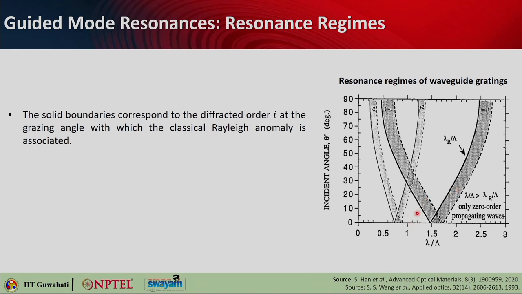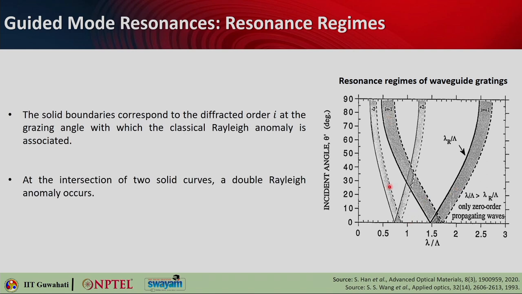So this can be called the resonance regime, and these are the boundaries for i equals 1. The solid boundaries correspond to the diffracted order i at the glazing angle, at which the classic Rayleigh anomaly is associated. We will see what that Rayleigh anomaly is in the next slides. One important thing to note is that at the intersection of the two solid curves, a double Rayleigh anomaly takes place, something like this.